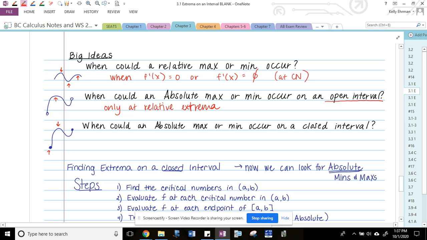When could an absolute max or min occur on a closed interval? Endpoints included. At endpoints or at relative extrema. It's important. You could have AP free response questions that are just asking you, in part, to find an absolute max or min, and you need to show them that you checked the endpoints and you checked the relative extrema.